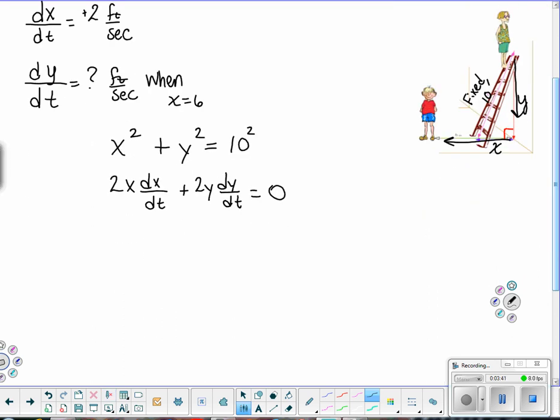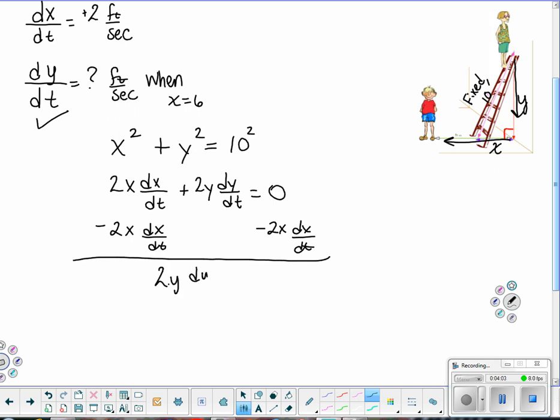Let's sort this out. I'm checking back up here at dy dt, and I want to keep dy dt right here. So I'm going to subtract over 2x dx dt, and that will result in a statement that goes 2y dy dt is equal to negative 2x dx dt. If we divide by 2, we can get rid of our 2's. I still need to keep a negative there though.